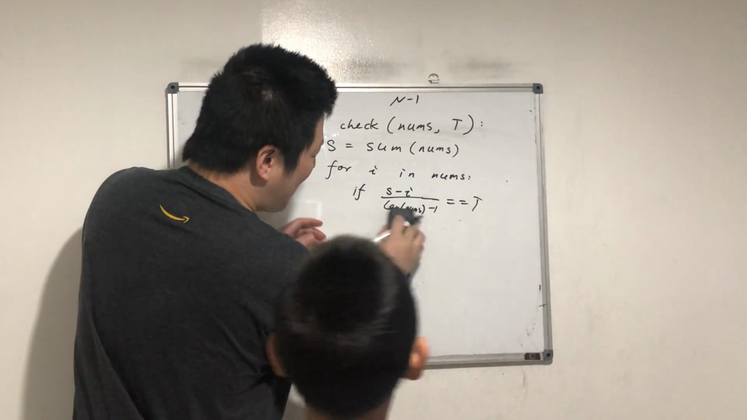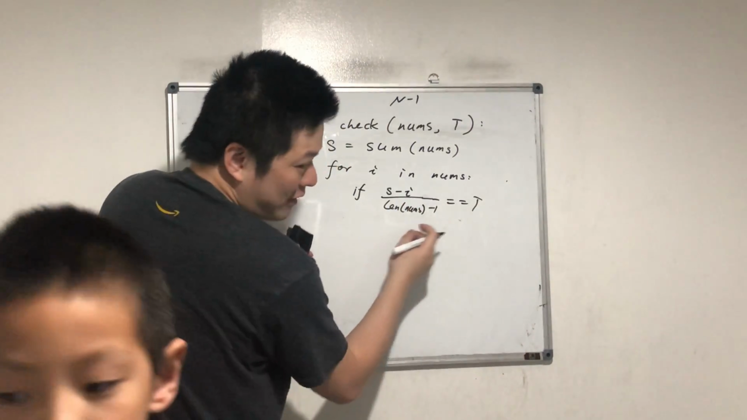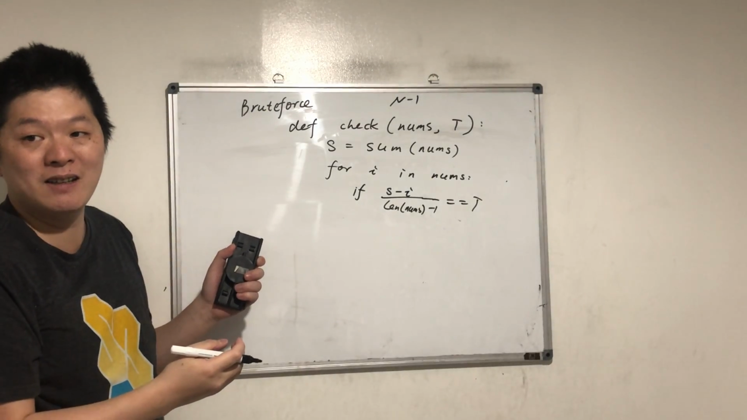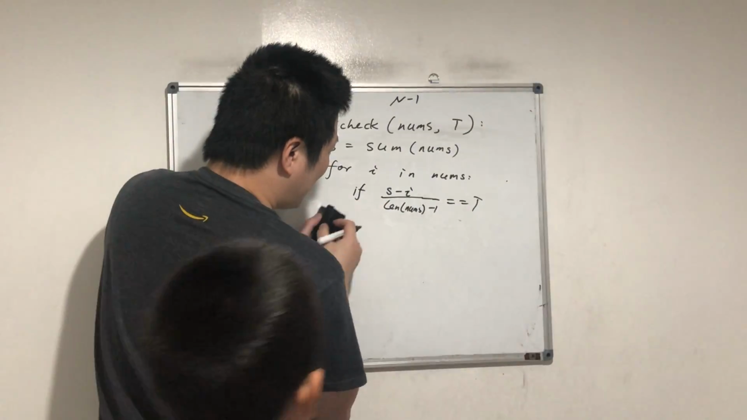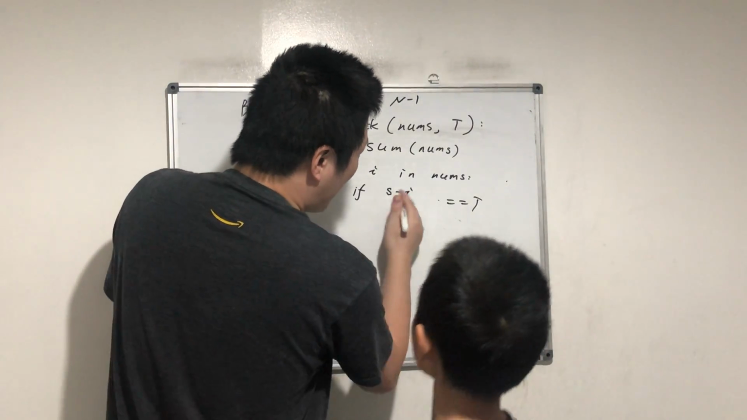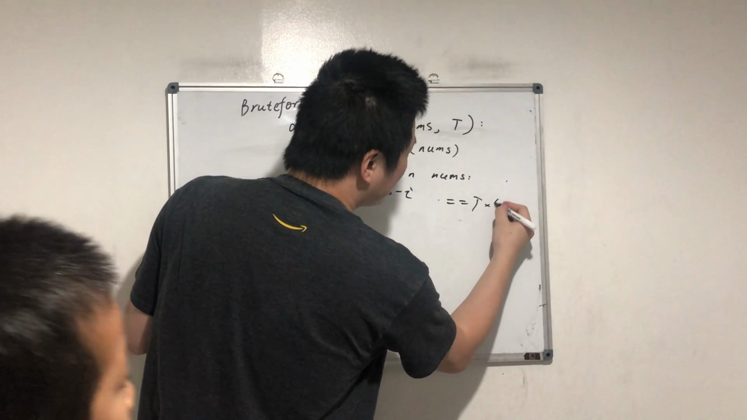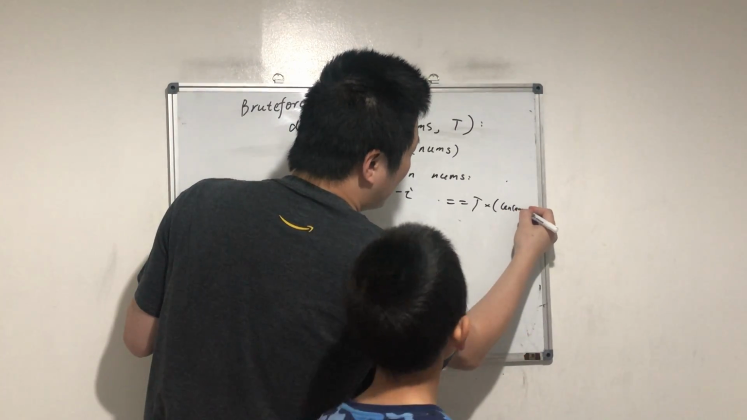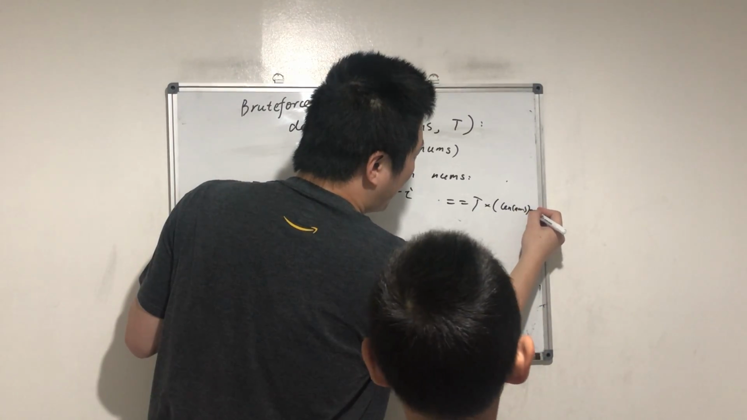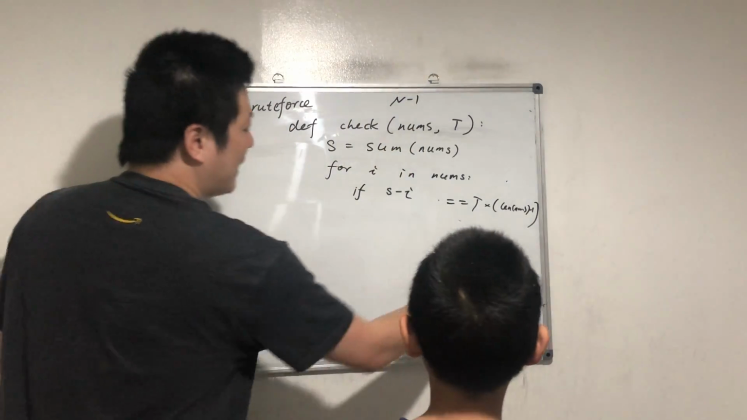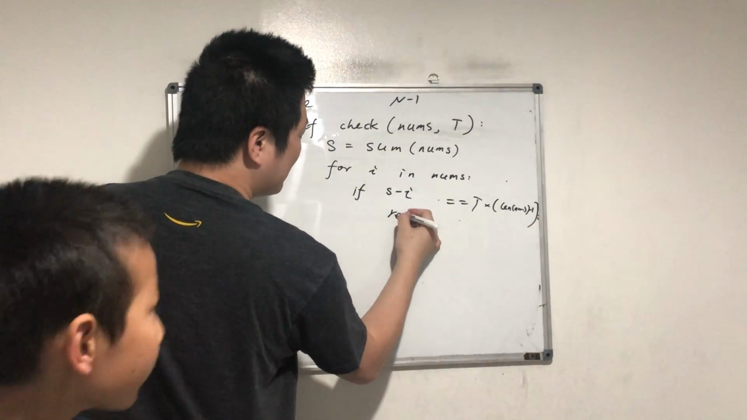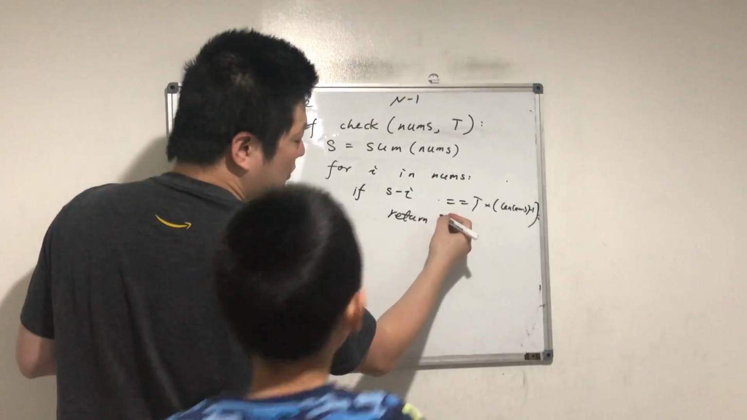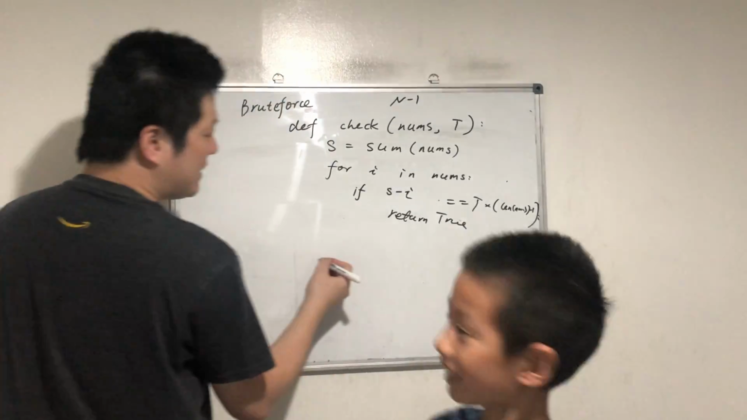So you can move this to the other side. It means to multiply, right? So if s minus i equals t times length of nums minus 1, colon. And then return... And what's missing?